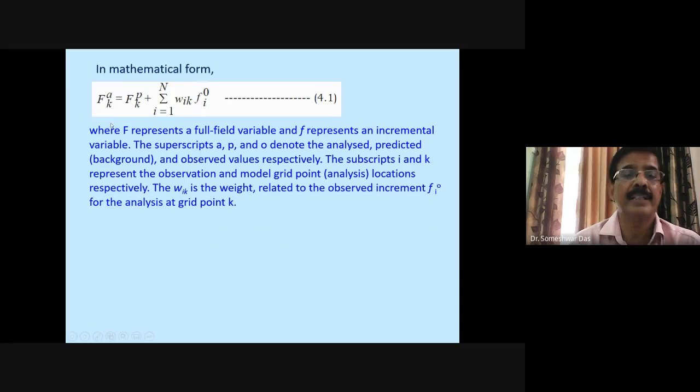So as I explained, capital F represents a full-field variable, and small f represents an incremental variable, that means the difference between observation and the first guess. The superscripts a, p, and o denote the analyzed, predicted or background, and observed values respectively. The subscripts i and k represent the observation and model grid point locations respectively. The W_ik, we use the pointer here.